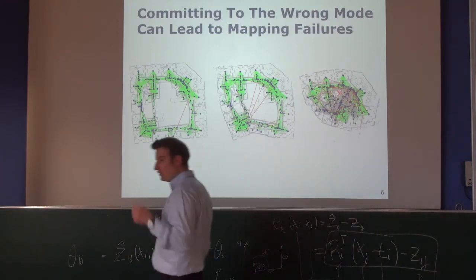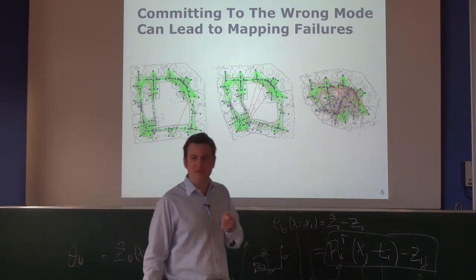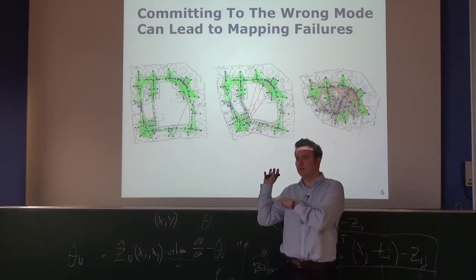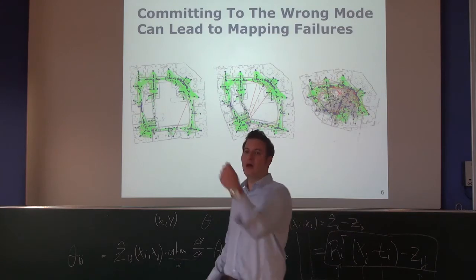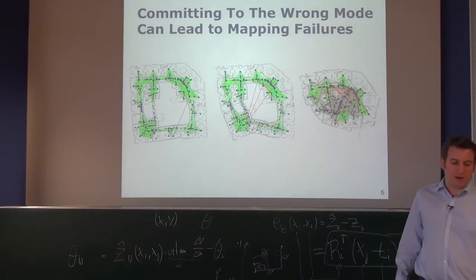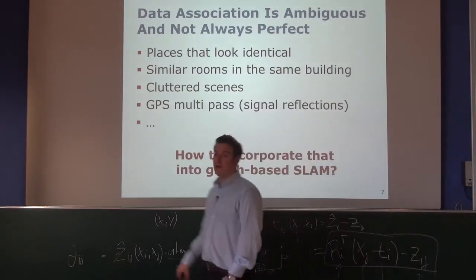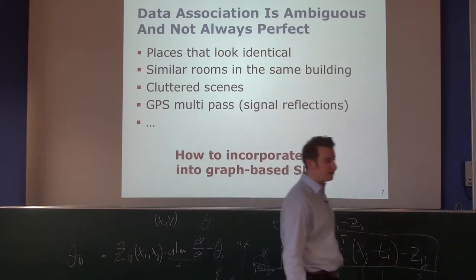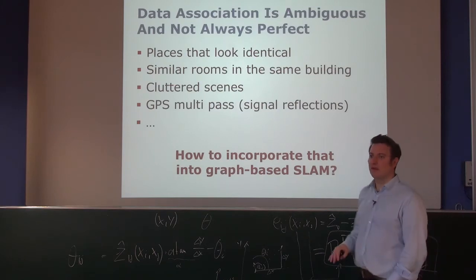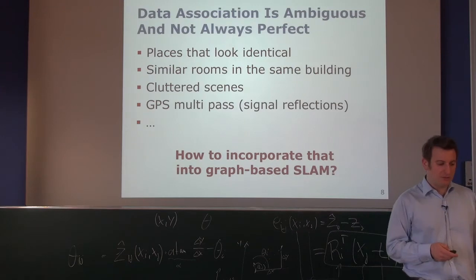So having good data associations is really important. Already screwing up a small number of places can hurt your optimization if you don't take that into account. What I would like to talk about here today is how we can take this information into account. How can we deal with the problem that we have places which look identical, cluttered scenes, and GPS multipath problems, where the signal gets reflected, for example, at tall buildings, and in this case screws up the measurement? How can we incorporate that into the graph-based SLAM approach?